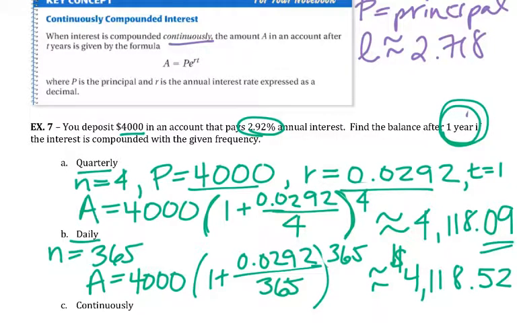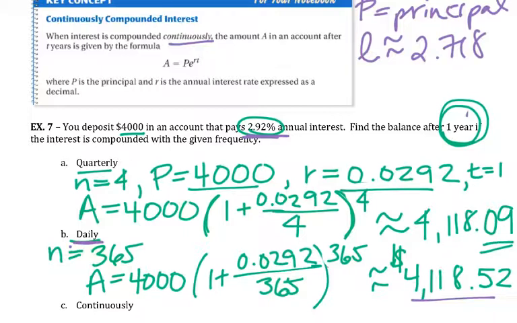Okay, so let's think about what this means. This means that if we put $4,000 in the bank and we're earning interest, and the interest is being compounded daily, you're going to have $4,118.52 in the bank. That means just for leaving your money in the bank, you've earned an extra $118.52. Now, in reality, often the amount of interest offered is lower than this, so you're not going to make that much money. But if you did, that would be pretty sweet, earning an extra $118 just for having it in the bank.